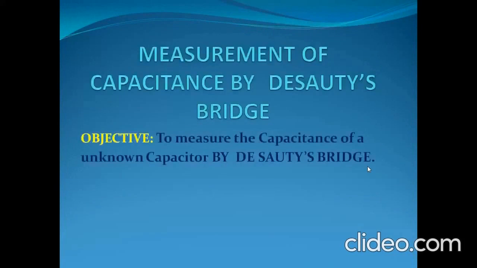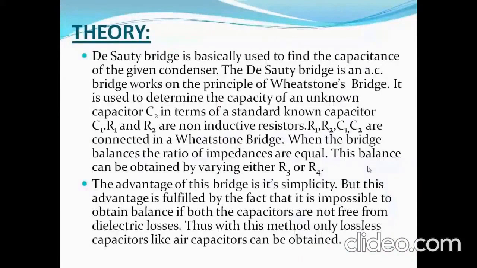Today we discuss measurement of capacitance by De-Sauty Bridge. Our objective is to measure the capacitance of an unknown capacitor by De-Sauty Bridge. Now, what is De-Sauty Bridge? The De-Sauty bridge is basically used to find the capacitance of the given condenser. It is an AC bridge that works on the principle of the Wheatstone bridge. It is used to determine the capacity of an unknown capacitor C2 in terms of a standard known capacitor C1.